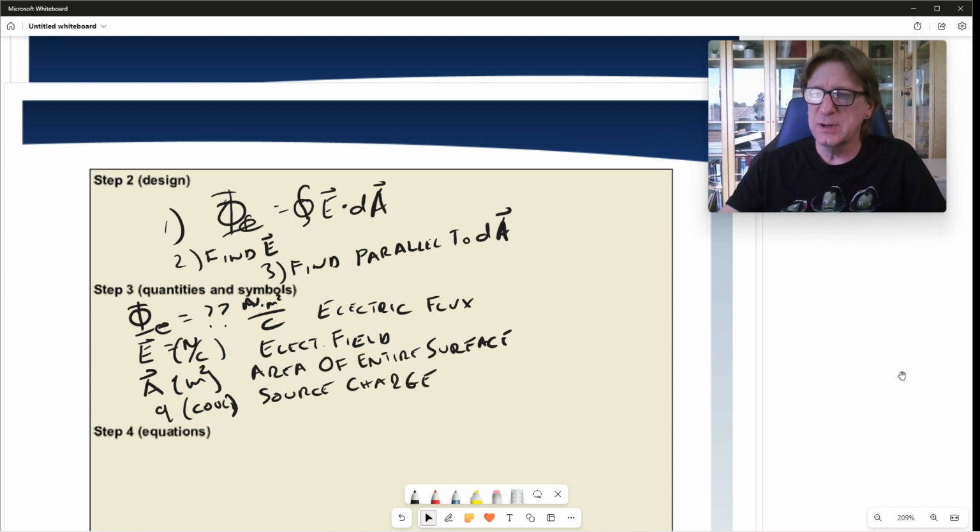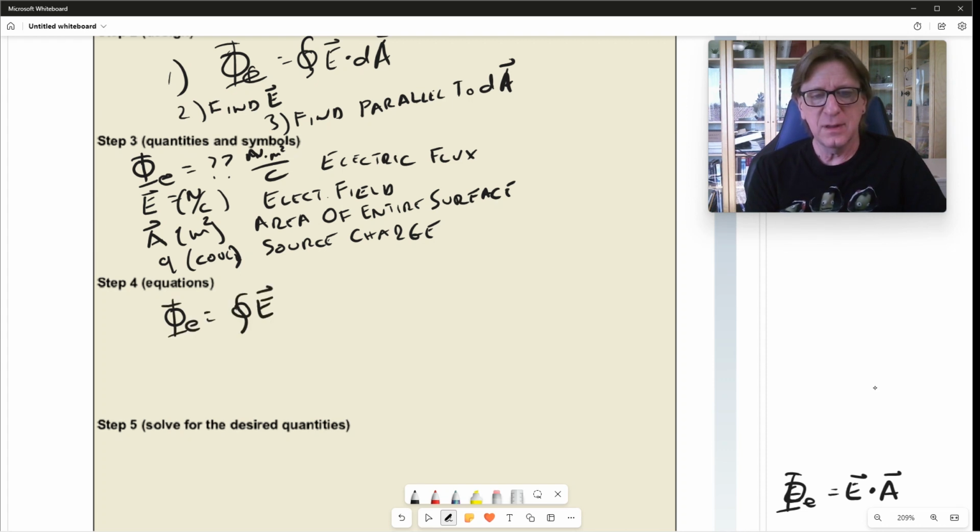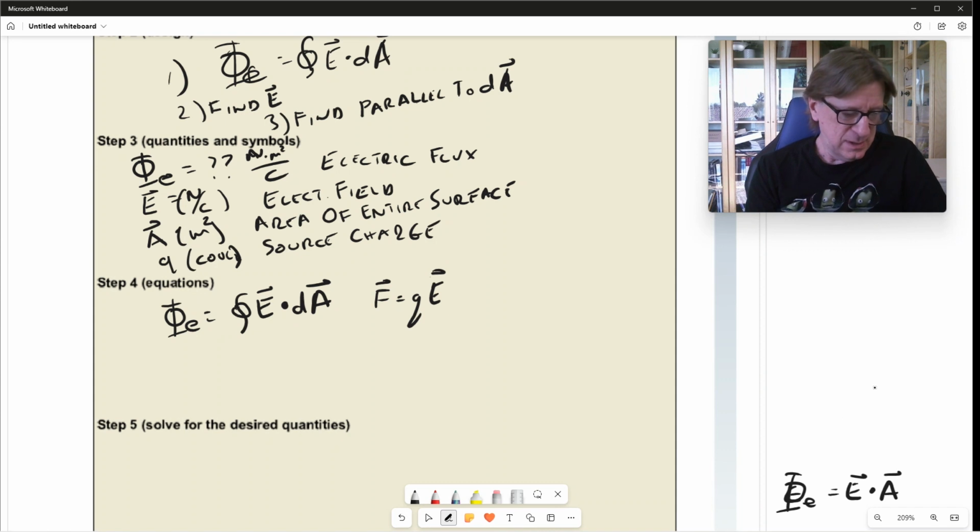Okay. So now we're going to take a look at some equations, see if we can get this to balance out. All right. We know from Gauss's law that phi is E dot A. This equation is called Gauss's law. That's it right there. So anytime somebody says Gauss's law, that's what they're talking about. All right. I know also that the force is Q times E. That would be one way. And finally, I know that the area of the sphere is going to be 4 pi r squared. And that should be everything I need.